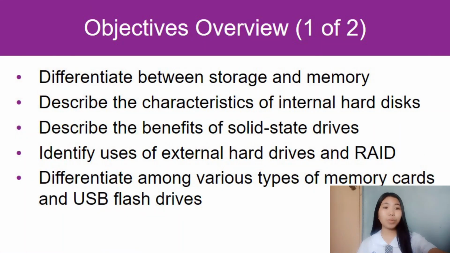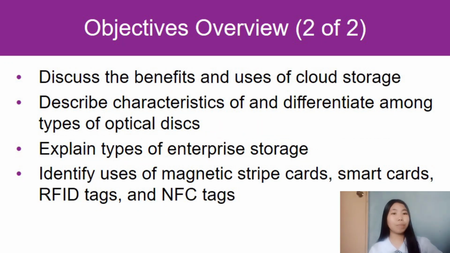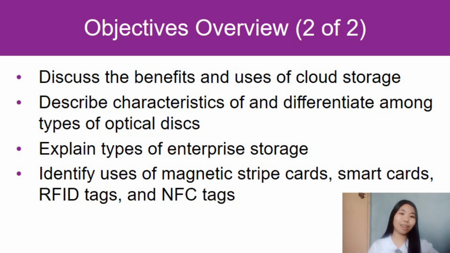Differentiate the difference between storage and memory. Describe the characteristics of internal hard disks. Describe the benefits of solid-state drives. Identify uses of external hard drives and RAID. Differentiate among various types of memory cards and USB flash drives. Describe the benefits and uses of cloud storage. Describe characteristics and differentiate among types of optical disks. Explain types of enterprise storage. And lastly, identify uses of magnetic stripe cards, smart cards, RFID tags, and NFC tags.